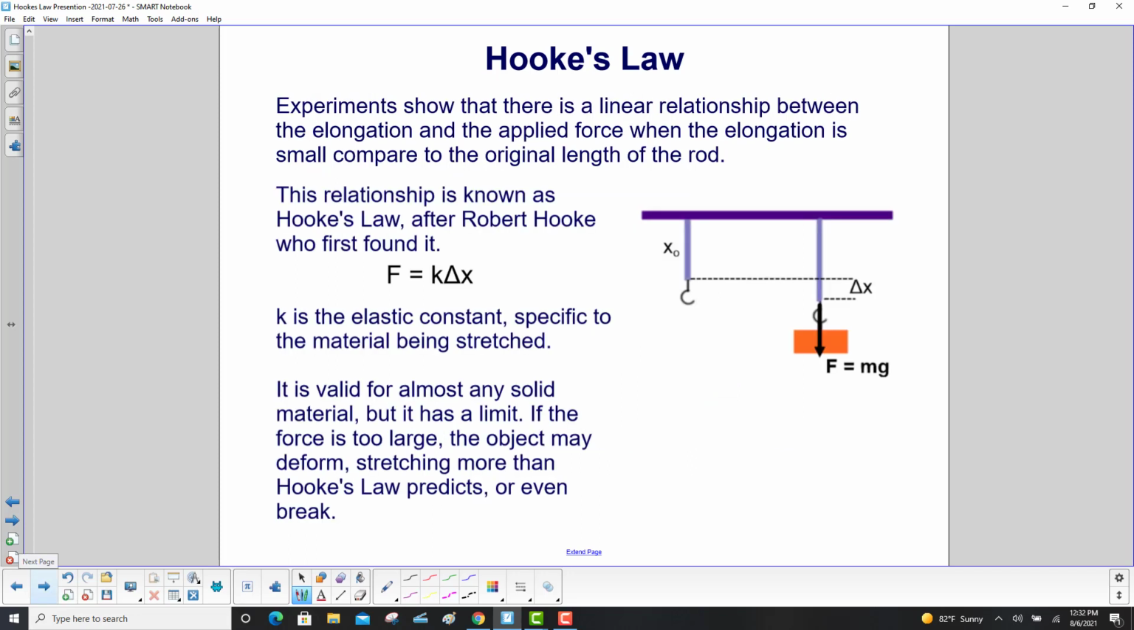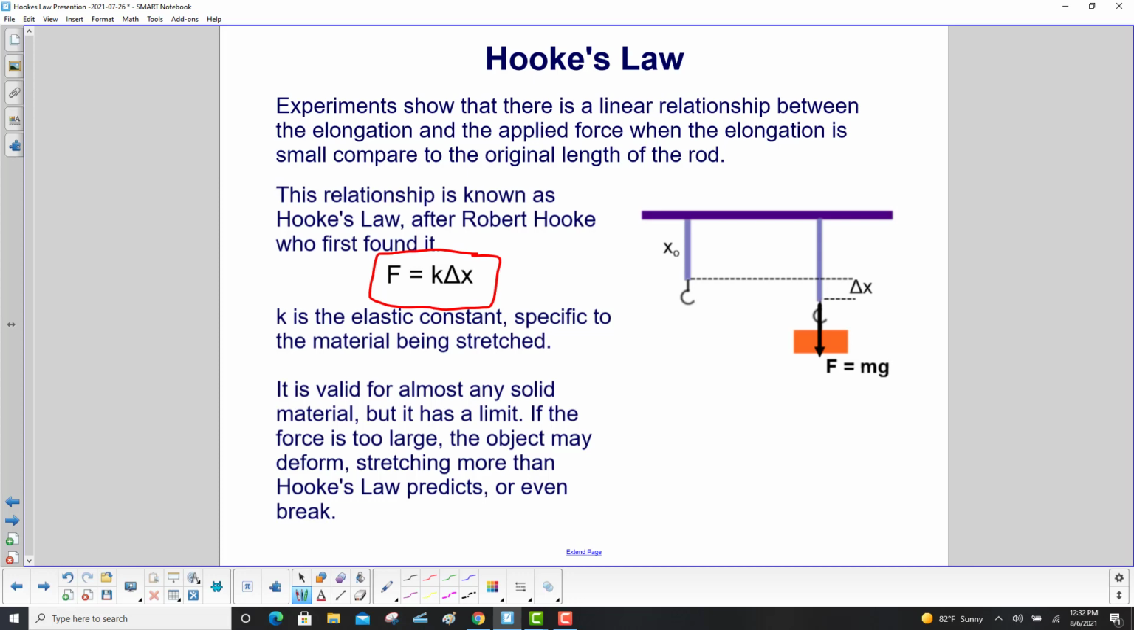Experiments show that there is a linear relationship between the elongation and the applied force when the elongation is small compared to the original length of the rod. This relationship is known as Hooke's law, after Robert Hooke, who first found it. So it's F equals k delta x. k is the elastic constant specific to the material being stretched.